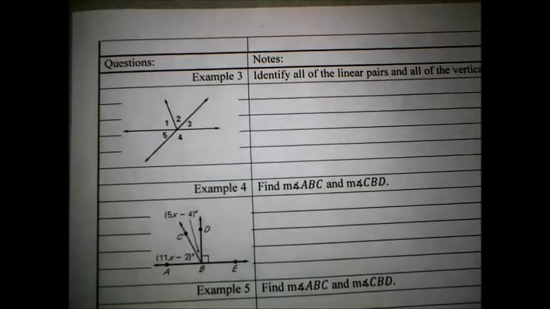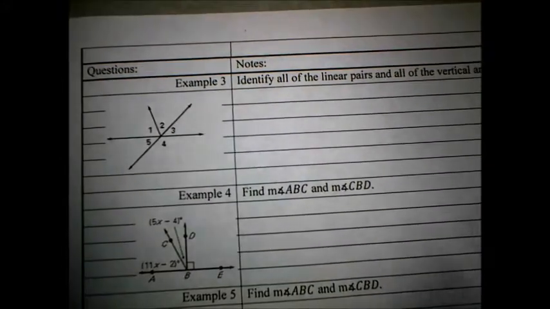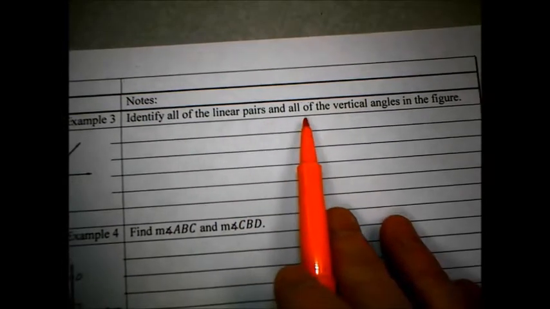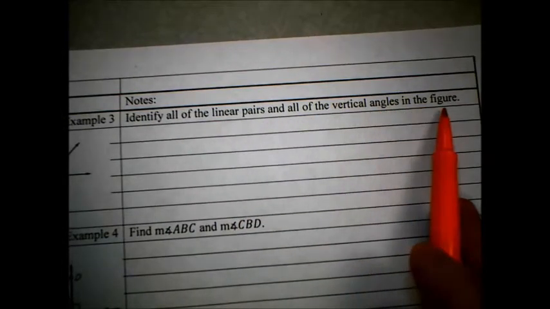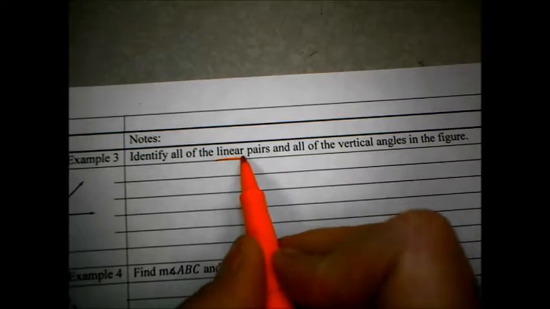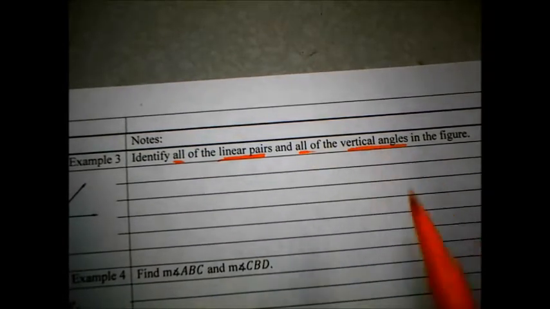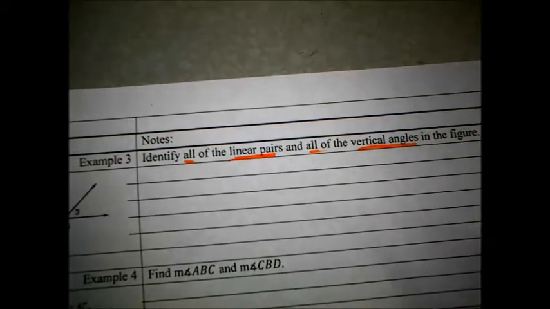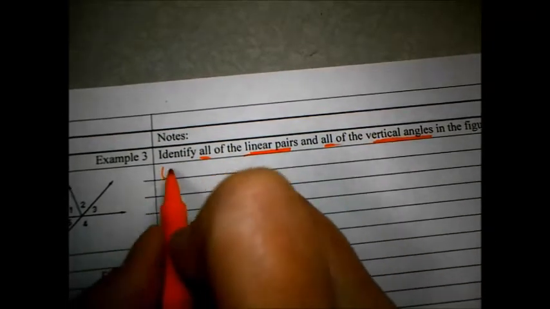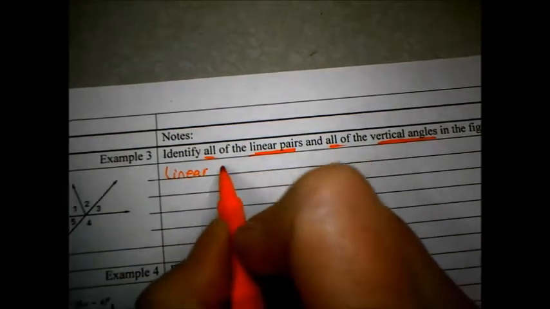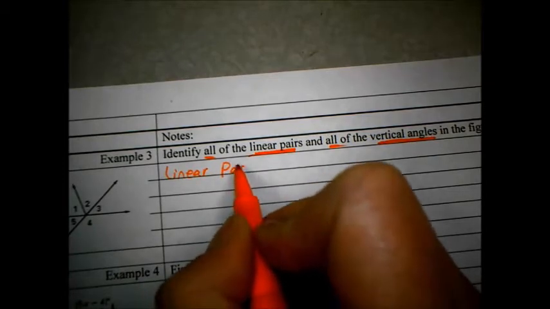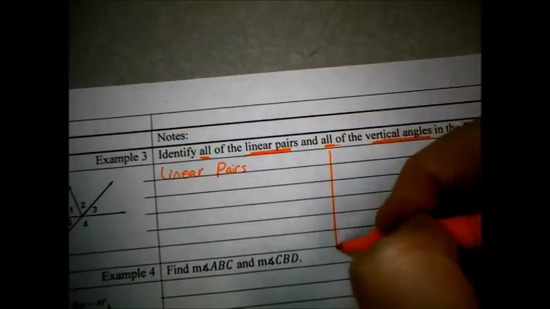Okay, on the back of your paper we have example 3. It wants us to identify all linear pairs and all vertical angles in the figure. So we want all linear pairs and all vertical angles. Okay, so let's go with the linear pairs first. I'm going to make a column and I'll put vertical angles on the other side.